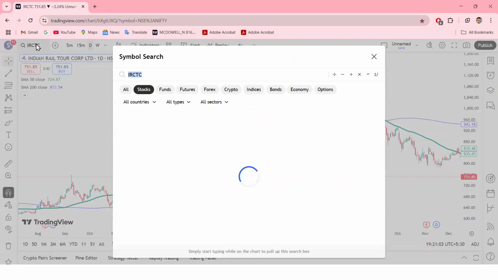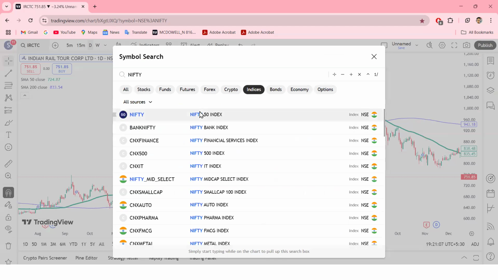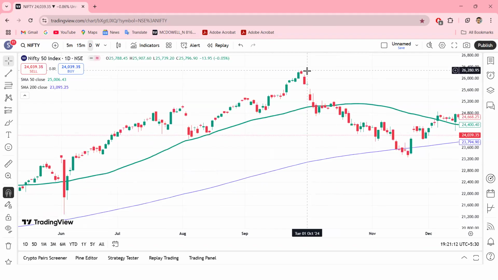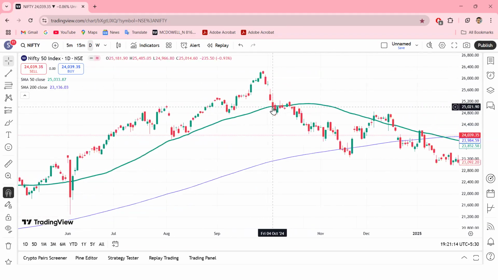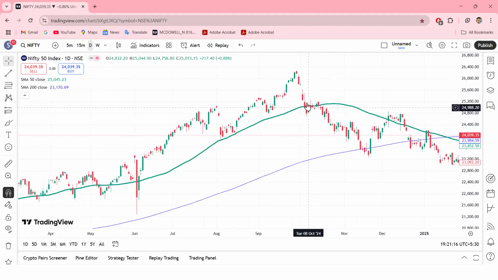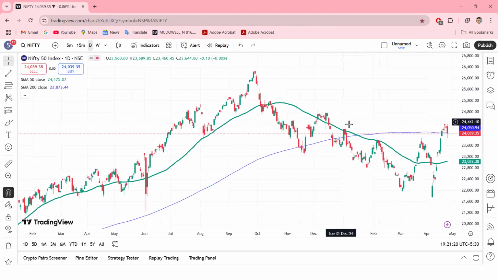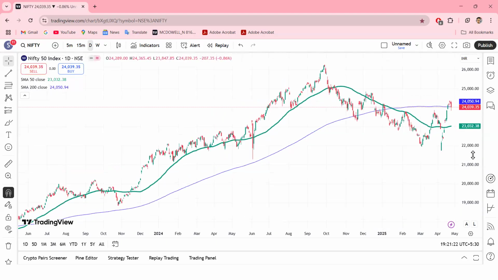So let's say you are on the Nifty. Let me put on the Nifty chart. Your Nifty started falling from here, let's say at 26,000. So this is your 50 moving average line. The first average you can do at the 50 moving average, the second average at the 100 moving average, and then the third at the 200 moving average. Are you getting it? No.